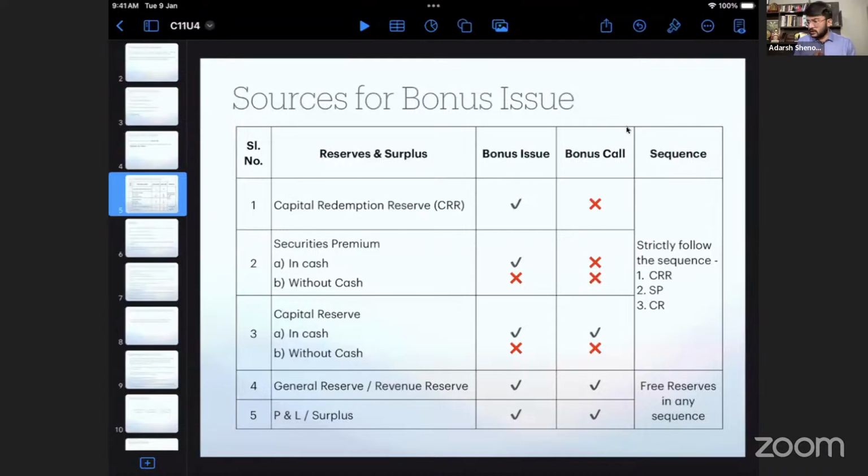Generally in the question, securities premium without cash can also be utilized for unlisted companies.